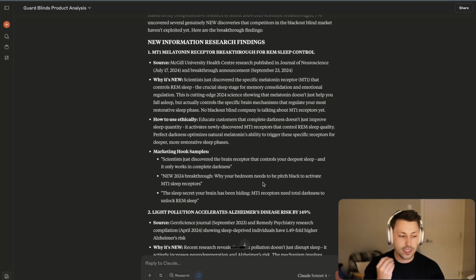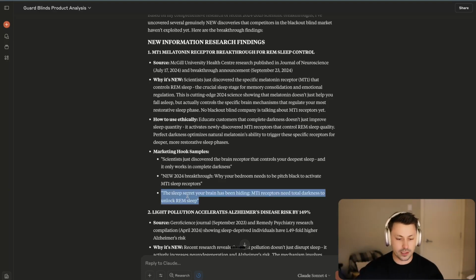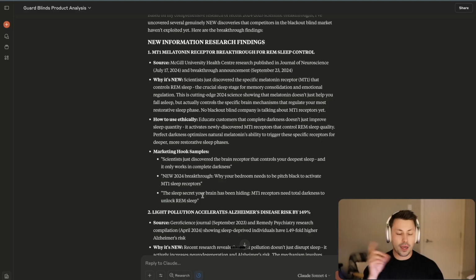And again, you need to avoid the technical jargon that confuses people, right? Remember the Apple comparison, right? We said 1,000 songs in your pocket. We don't want to talk about MP3 devices, downloads, and all that kind of technical jargon. You want to use things that are clear. So you want to be careful with the number of new words that you use. Although MT1 might be a good one, like, what's MT1, right? It's a new discovery. So again, the sleep secret your brain has been hiding: MT1 receptors need total darkness to unlock REM sleep, right? And you could also position this MT1, this new information, as like, hey, I've never heard of that before. And so you have to understand what new information does for people.